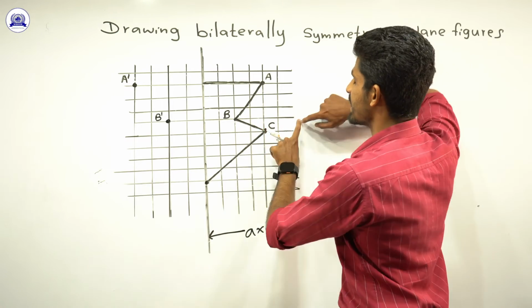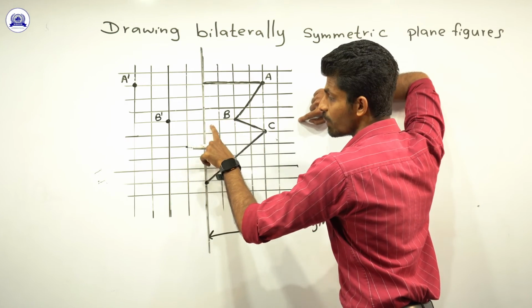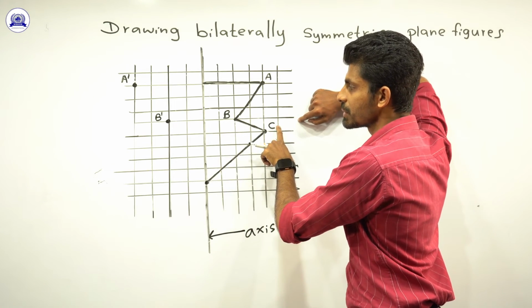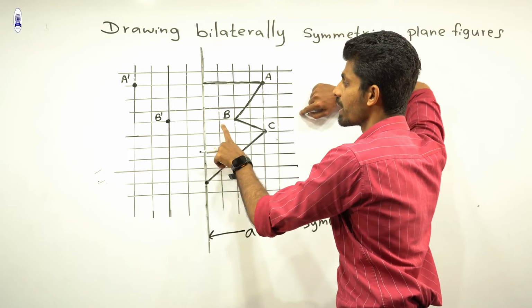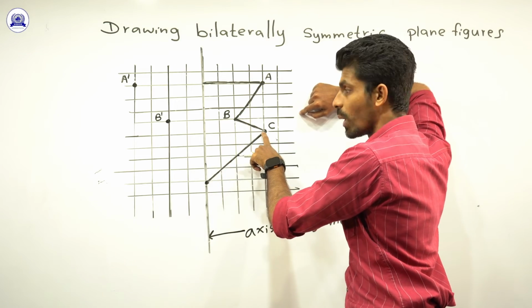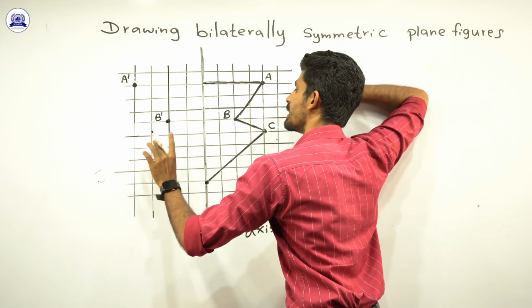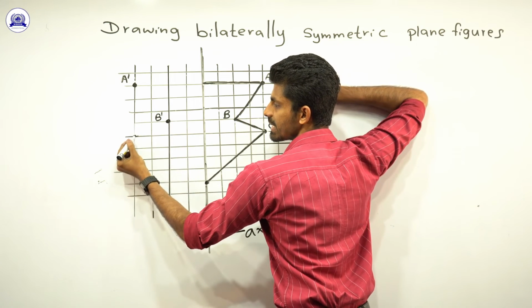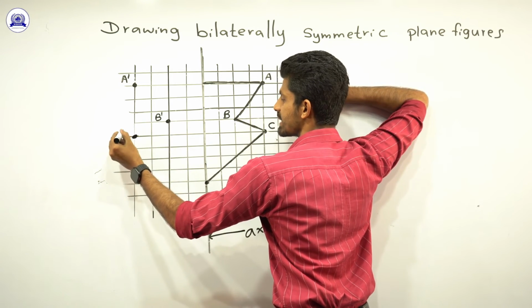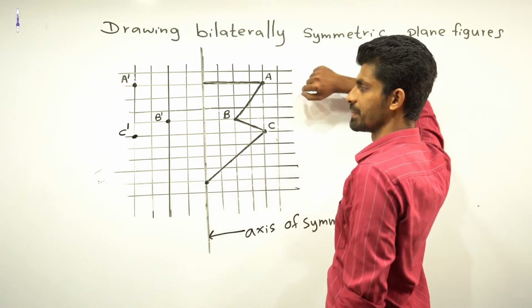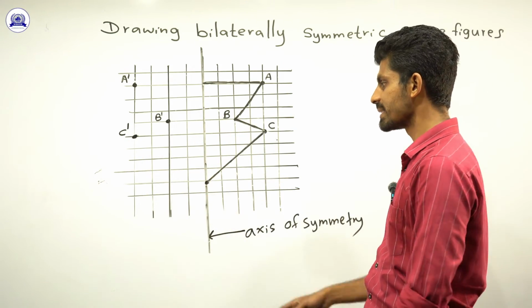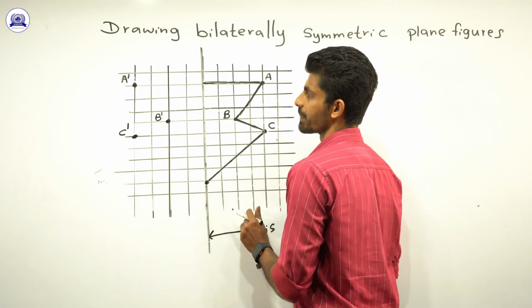Look at the C. C is on this line. 1, 2, 3, 4, 5. Sorry, 1, 2, 3, 4. On this side also 1, 2, 3, 4 means this is the point C dash. C dash. Just a point. Then you can match this one.